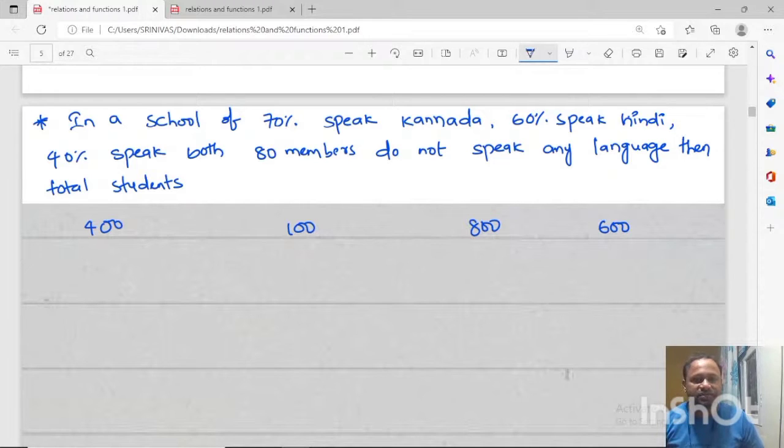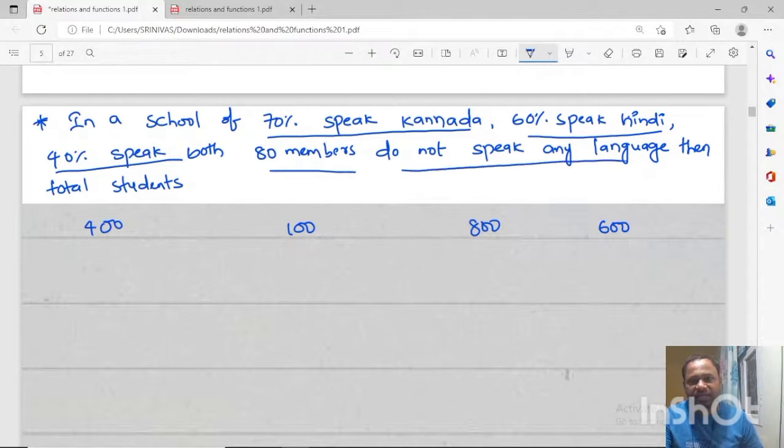See the question. In a school, 70% of people speak Kannada and 60% speak Hindi. And 40% speak both. A total of 80 members do not speak any language. Then the question is the number of students. This is the question. Okay. So check and try to solve the answer. Anybody can try.